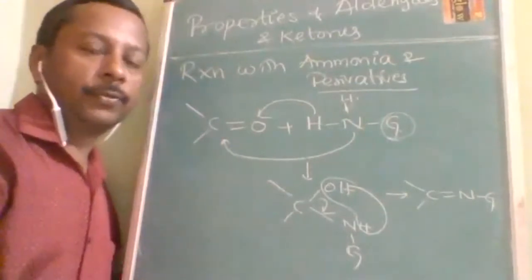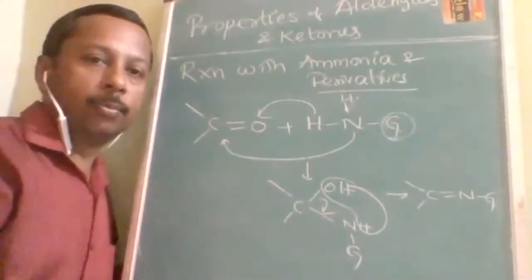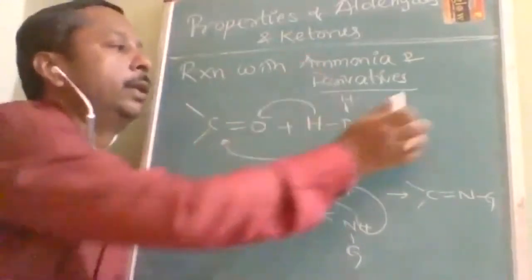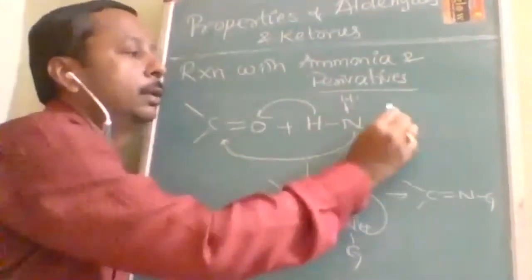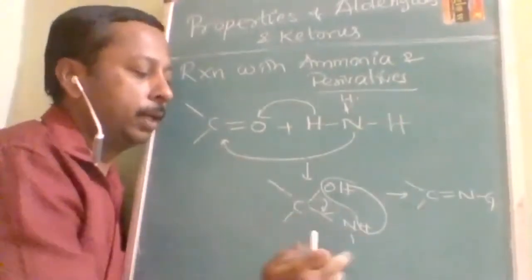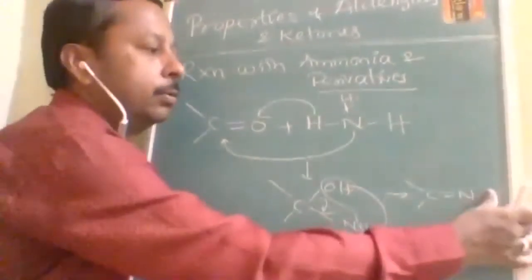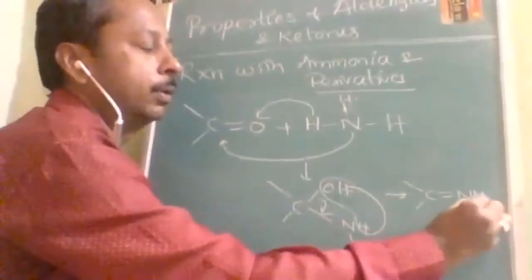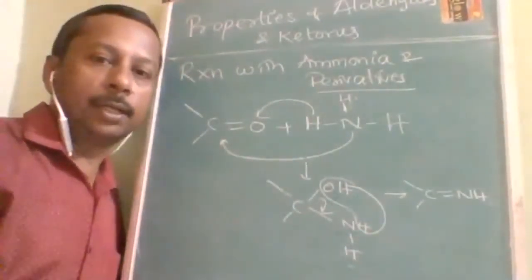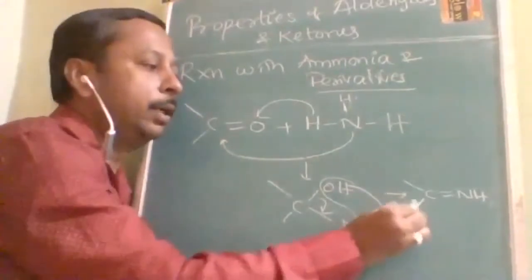First, let us take the reaction with ammonia. In ammonia, this is hydrogen, and this is also hydrogen. These are called imines.